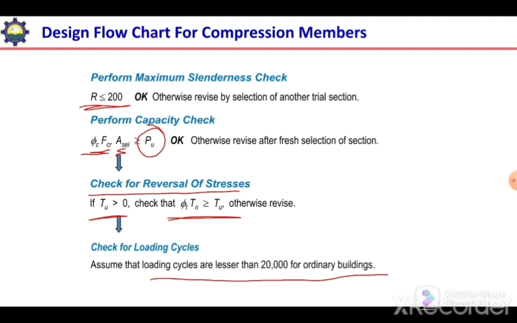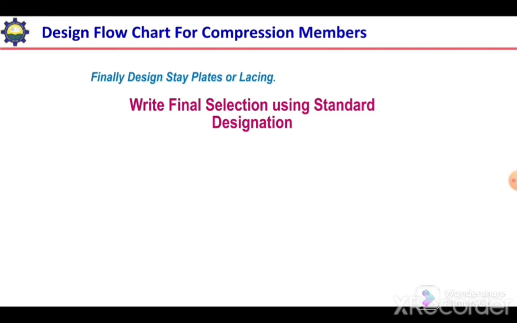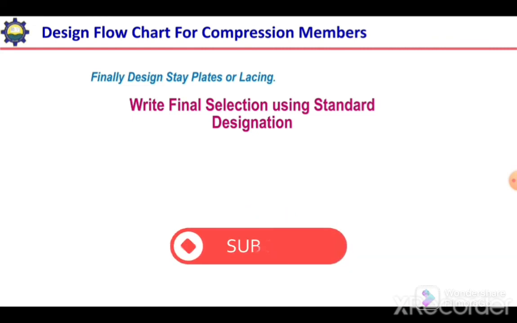If we are using lacing instead of stay plates, in that case we do not need to calculate the modified slenderness ratio. Rather, we will directly go to the design of lacing. That will be covered in the next video, how we design the lacings.